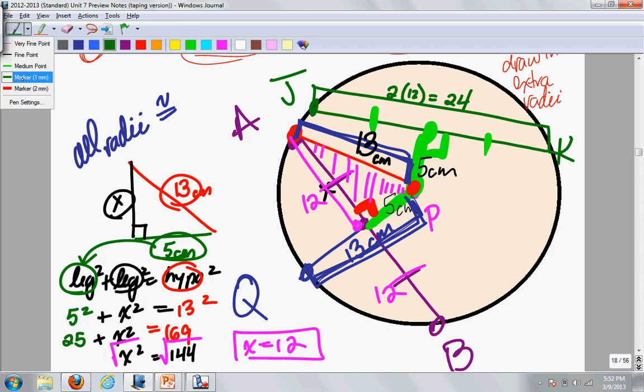Now when I say all possible segments, don't overlook something simple like this. 13 is here, 13 is here, and we have 5 here. That means from here to here is going to be 13 minus 5, which of course is 8, that light blue. Now we have found everything possible in the diagram. Take a moment, make sure you have all that work down in detail.